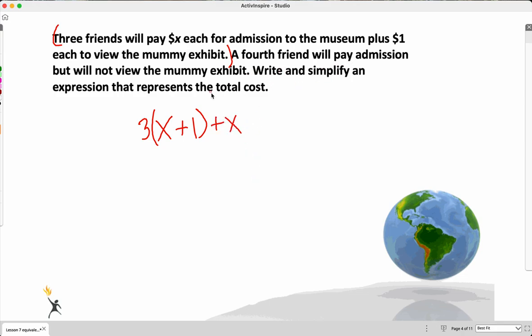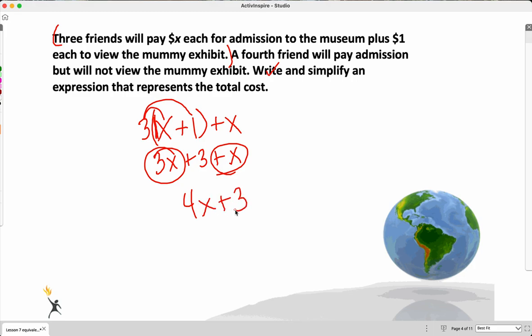Now I've written the expression, and I want to simplify this. Let's check. How can I simplify? Well, I can distribute my 3. I can multiply any time, whether they're like terms or not. I'm going to multiply with the number that's sitting in front. And there's always a 1 in front of that x. So 3 times x is 3x. 3 times 1 is 3, plus x. Now I can put together my 2 like terms and get 4x plus 3, which is the correct expression for the total cost of the museum.